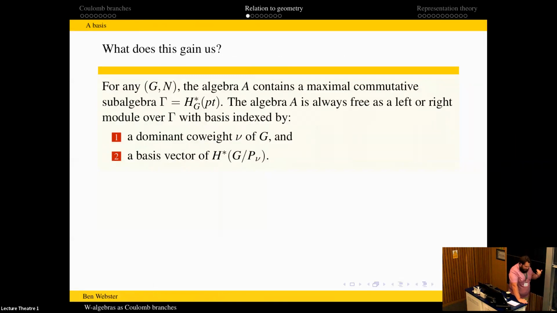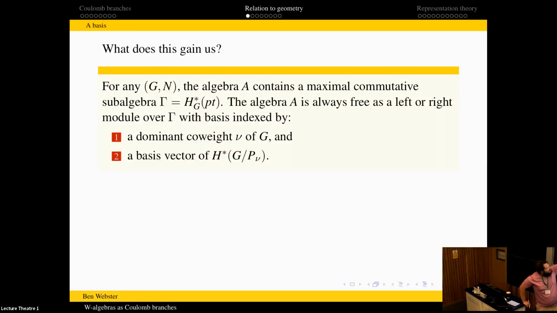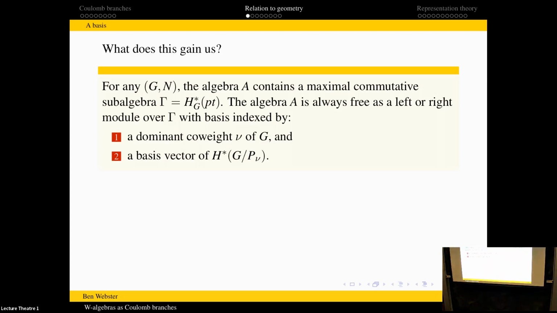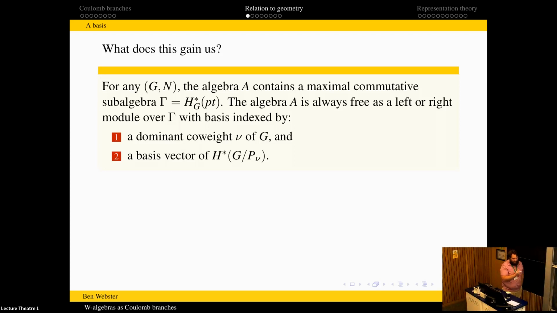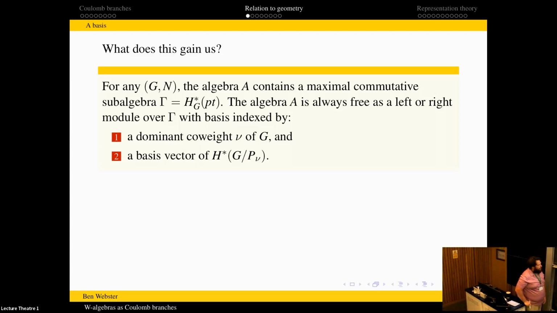And by equivariant formality, which is very easy to check, the algebra A is always free as a left module or a right module over this gamma. And there's a very explicit basis. Basically, the basis is indexed by dominant co-weights of G, and each one of those contributes a copy of the equivariant homology of the corresponding flag variety. So for example, the trivial co-weight contributes this subalgebra gamma itself. And all the other ones contribute basis vectors over gamma, which are called dressed monopole operators.